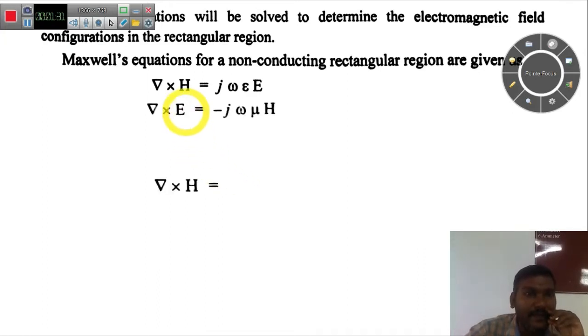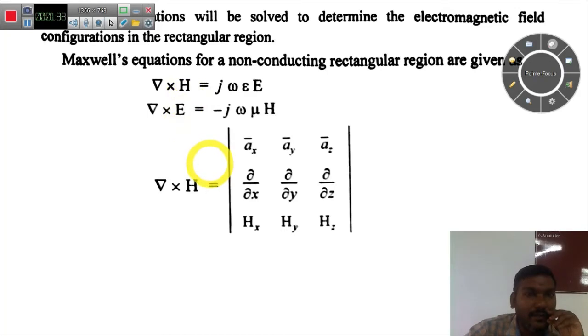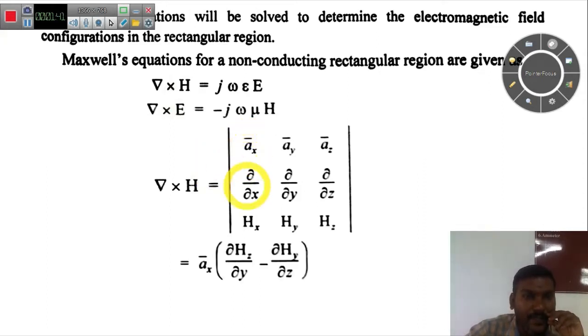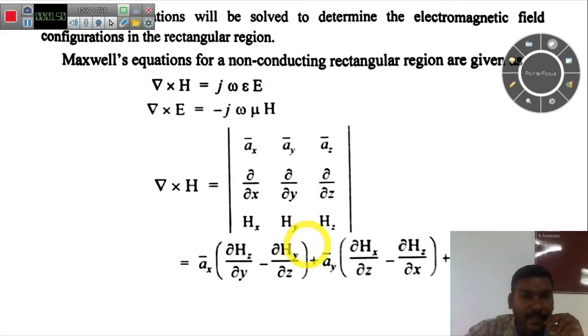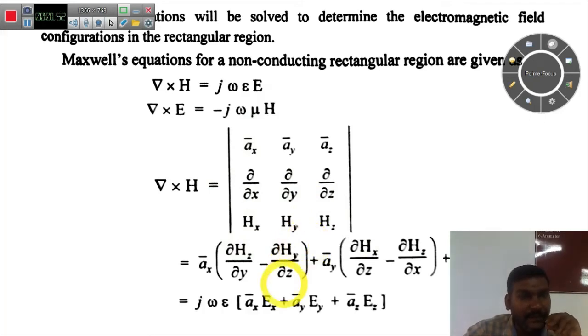And we can write the value of del cross H as the determinant of ax, ay, az, dou by dou x, dou by dou y, dou by dou z, Hx, Hy, Hz. And we can find the value of the determinant: ax into dou Hz by dou y minus dou Hy by dou z. And similarly we can write the other two values, and we can equate this with j omega epsilon E in terms of Ex, Ey, Ez, where ax, ay, az are unit vectors.